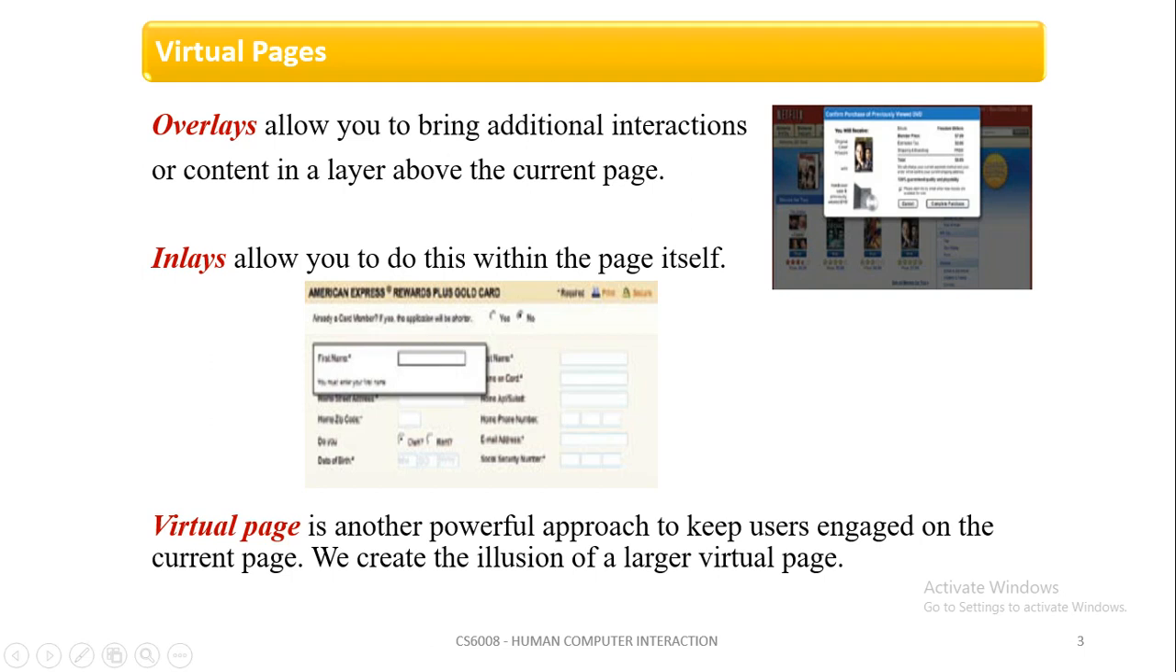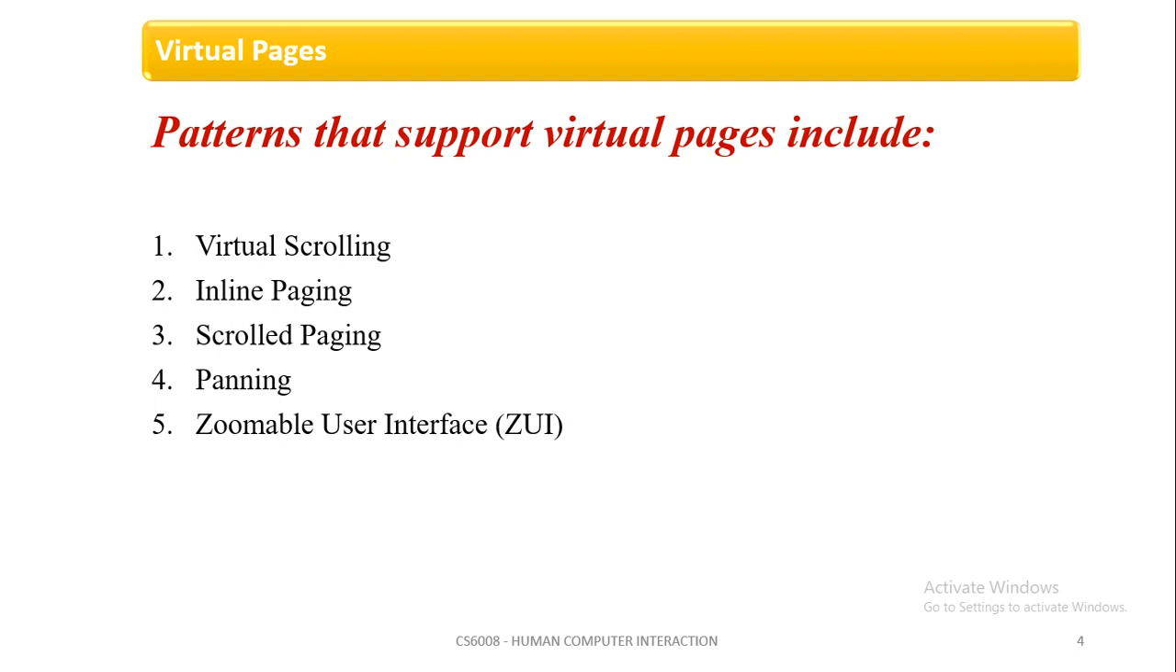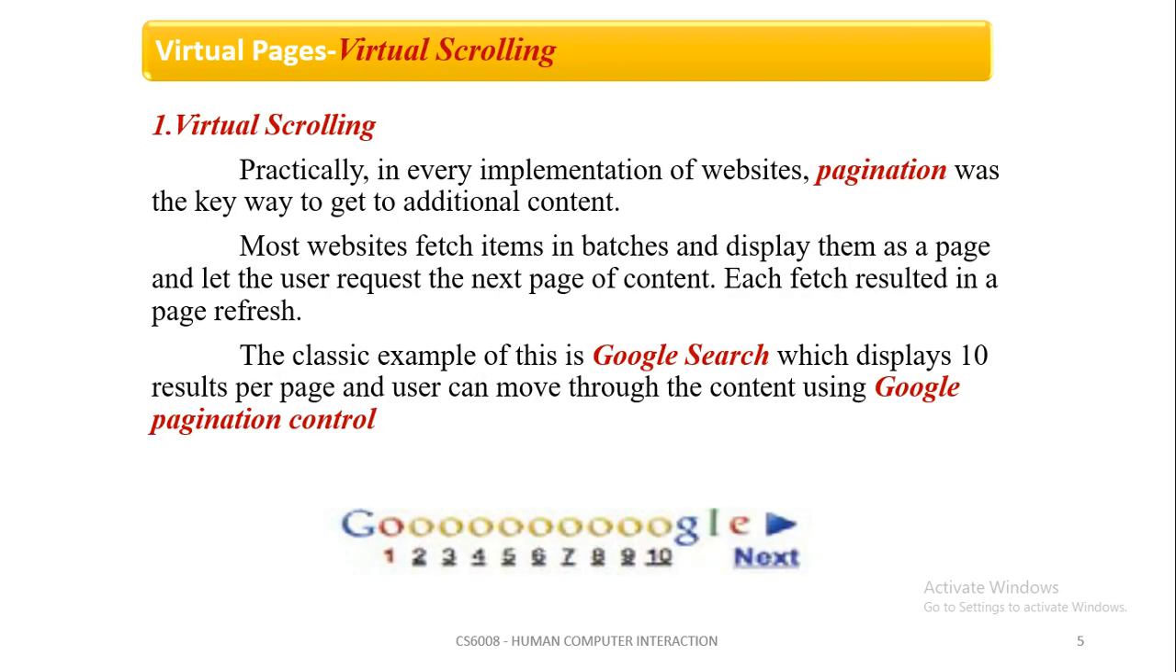Another particular approach under this third principle is the visual page, which keeps the users engaged on the current page by creating an illusion of a larger visual page. There are patterns that support the visual pages like visual scrolling, inline paging, scrolled paging, panning, and zoomable user interface. Let us see all the concepts one by one. The first pattern is visual scrolling.